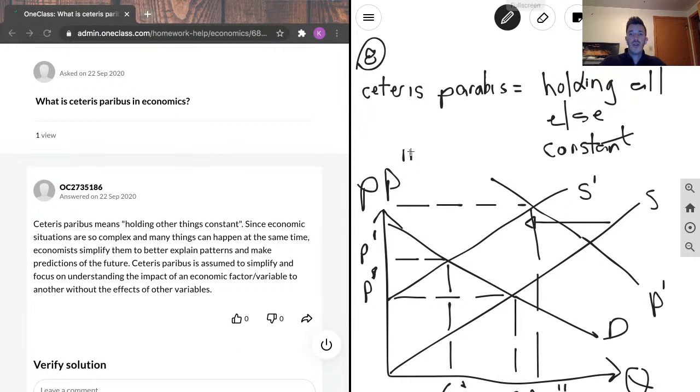But that would not just show the effect of the decrease in supply from the harsh winter. It would show the effects of the change in supply and the change in demand. So that's why we typically do things ceteris paribus, so we can tease out the exact effect that comes from the supply shortage and not the supply and demand effect.